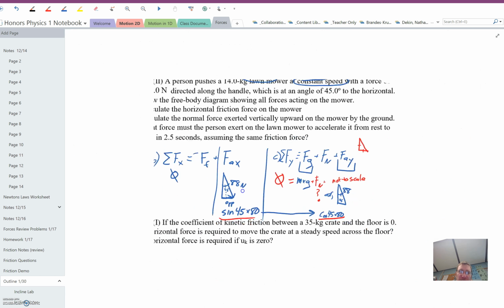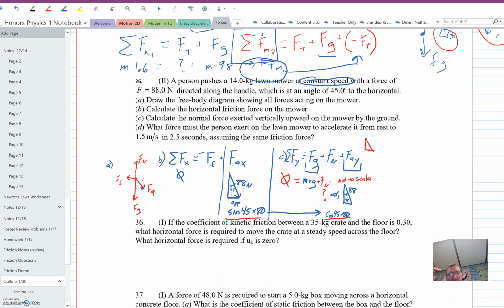All right, what else we got here? So up to part D, what force must the person exert on the lawnmower to accelerate it from rest to 1.5 in 2.5 seconds? Okay, so let's change this 0 to whatever the new mass times acceleration is. You've got an acceleration right here. So let's add a little bit to that acceleration. We'll assume that the friction is going to stay the same, and you'll have to figure out what that force applied in the x is going to be. We'll just worry about doing it in the x.